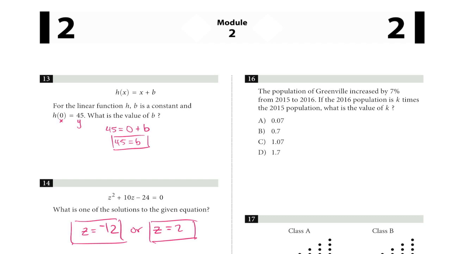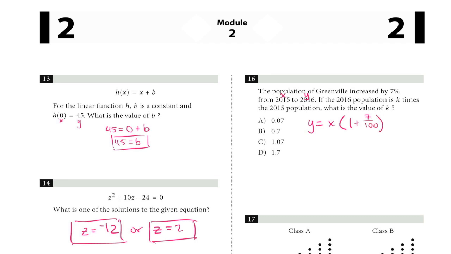So we'll do the first sentence. They said the population increased by 7% from 2015 to 2016. So we could say that the 2016 population, I'm going to call that Y actually, and we're going to call X the 2015 population. So they're saying that Y is going to be the 2015 population, but increased by 7%. So to increase, we're going to do our parentheses, and we're going to do 1 plus our percentage over 100.